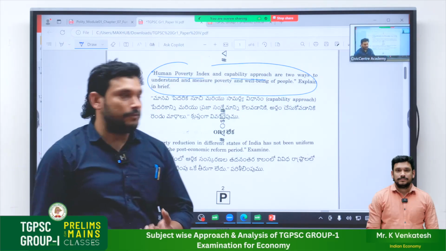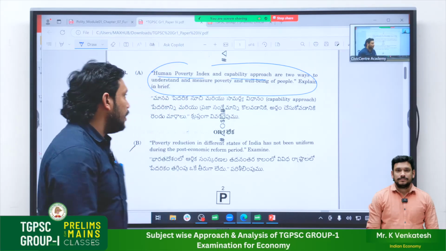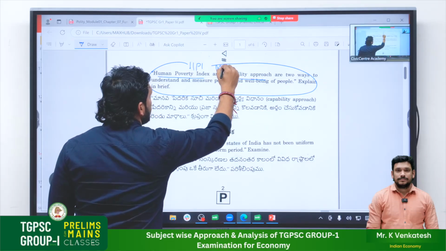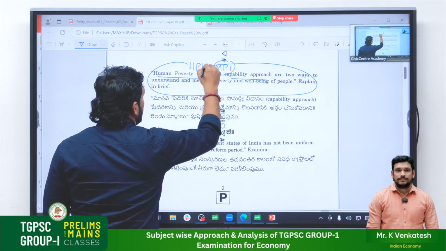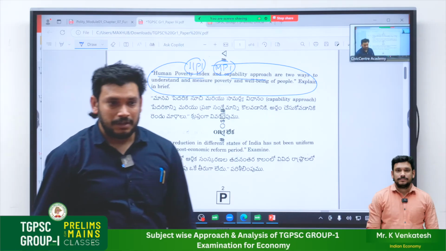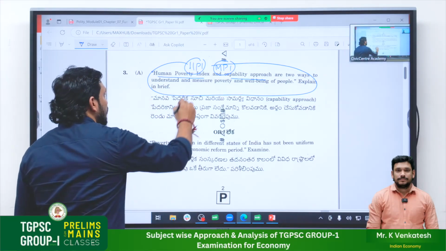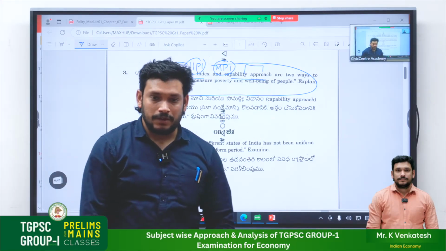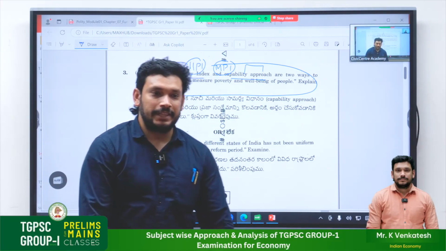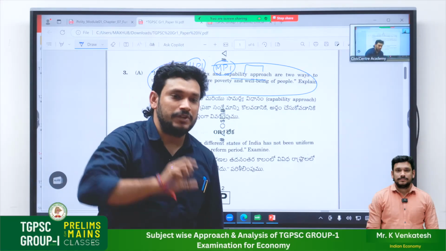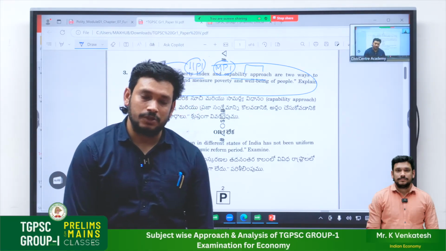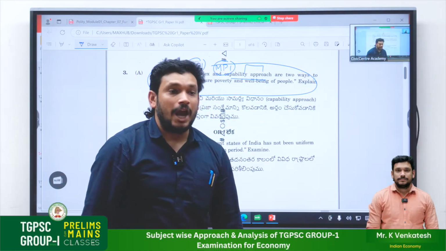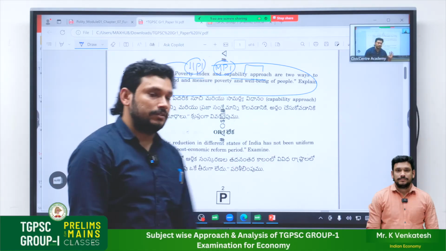If the Telangana Public Service Commission had given the human poverty index and the multi-dimensional poverty index, then students could write them easily. But what they have given? The human poverty index and the capability approach are the two ways. They want the same answer. They just want you to know which approach was used for the multi-dimensional poverty index. So whenever you are studying any index, go back and see which agency is publishing it and what method they are using. Okay.